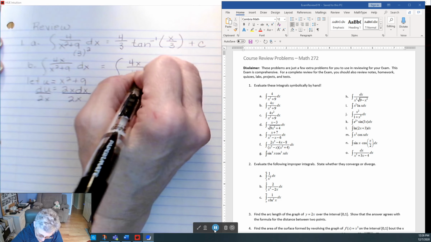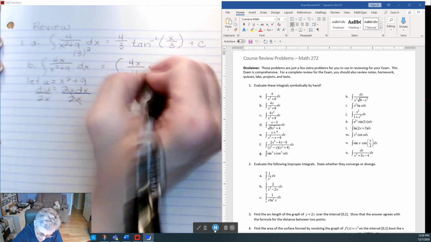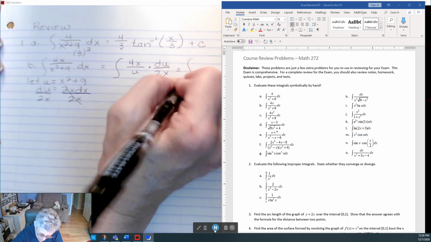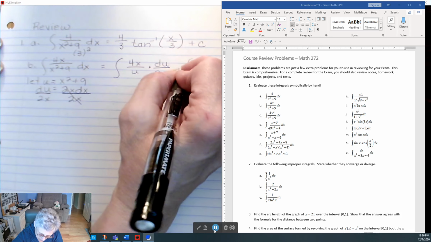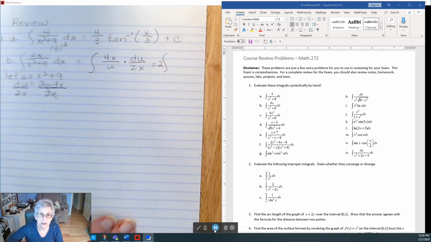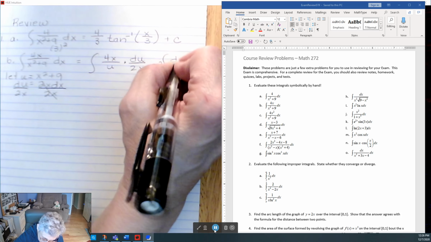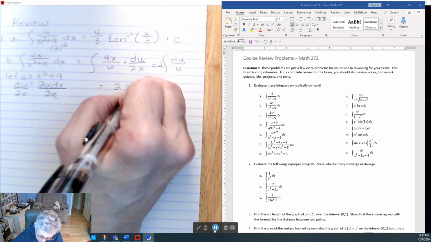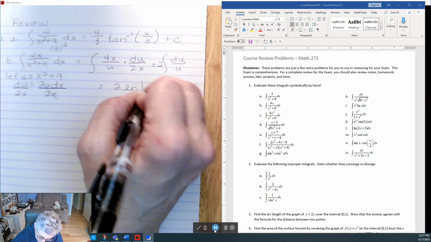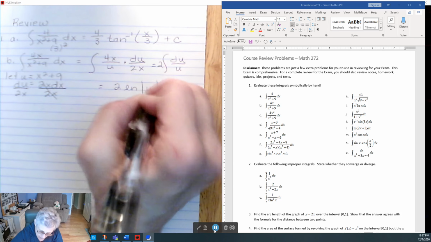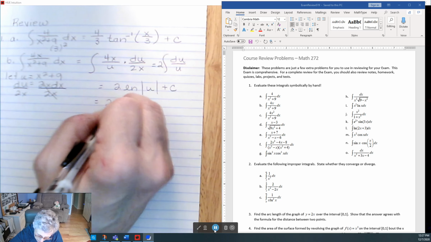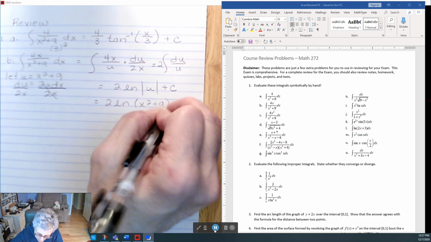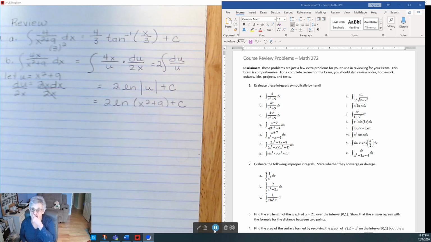We have u down below. I'll replace dx with du over 2x. So 4 and 2 leaves me with a 2 sitting out front. Du on top of u. So 2 times the natural log absolute value of u. Don't really need the absolute values because u is equal to x squared plus 9, which is always positive.